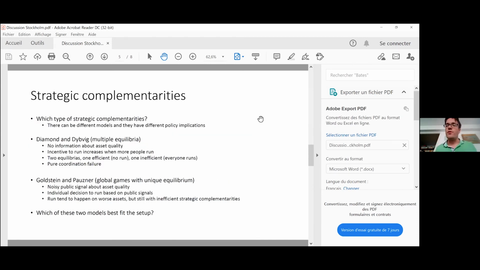And the second broad comment I have is the following. So clearly the paper is an empirical paper, and I don't want you to write any model or anything like that. But still, when you think about it, there are several models of strategic complementarities in the literature. And these models are quite different from each other. Okay, so if I take probably the two most important models in banking, we have Diamond and Dybvig, where it's a model where runs are completely uninformed. They are purely random. There is one efficient equilibrium and one inefficient equilibrium. It's a pure coordination problem.